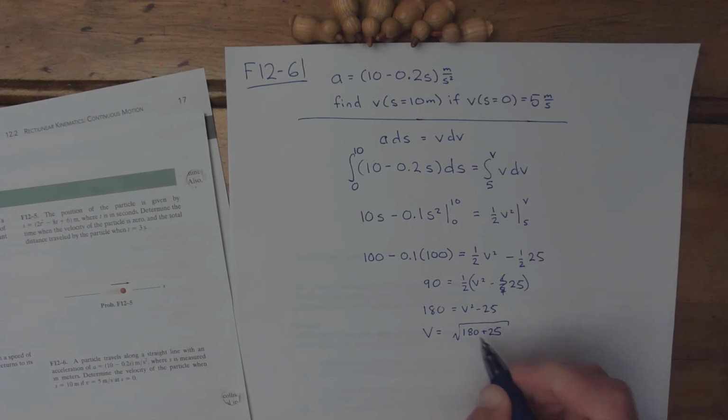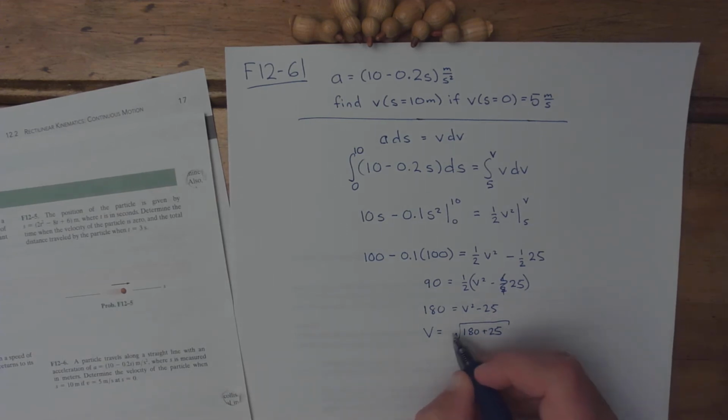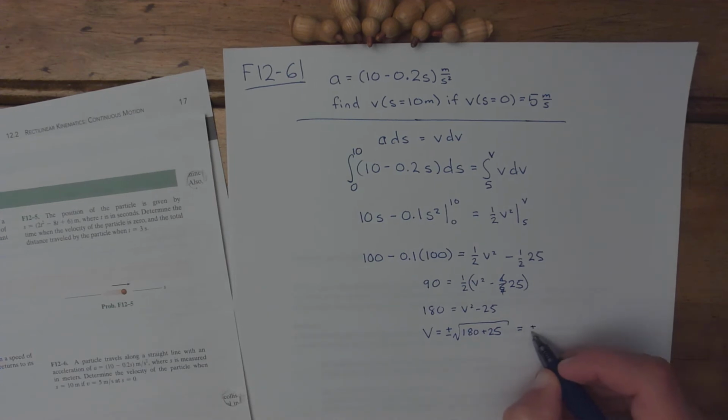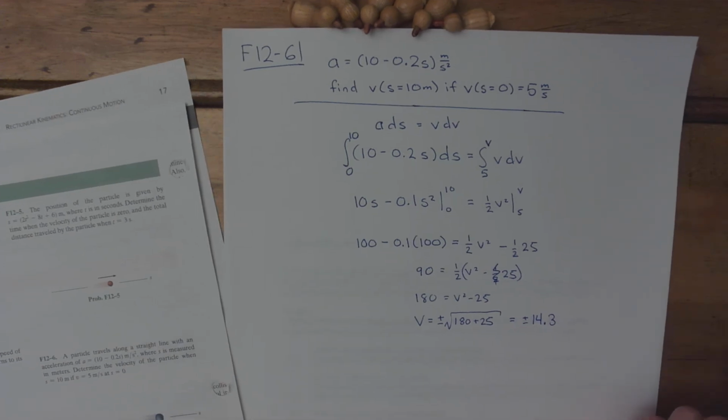v is equal to the square root of that, but v could be positive or negative, so we have to figure out the sign. You can do that on your calculator, and you should get 14.3, and the units for that would be meters per second. We're going to take care of that in a minute. Okay, so how do I know whether the velocity is positive or negative?